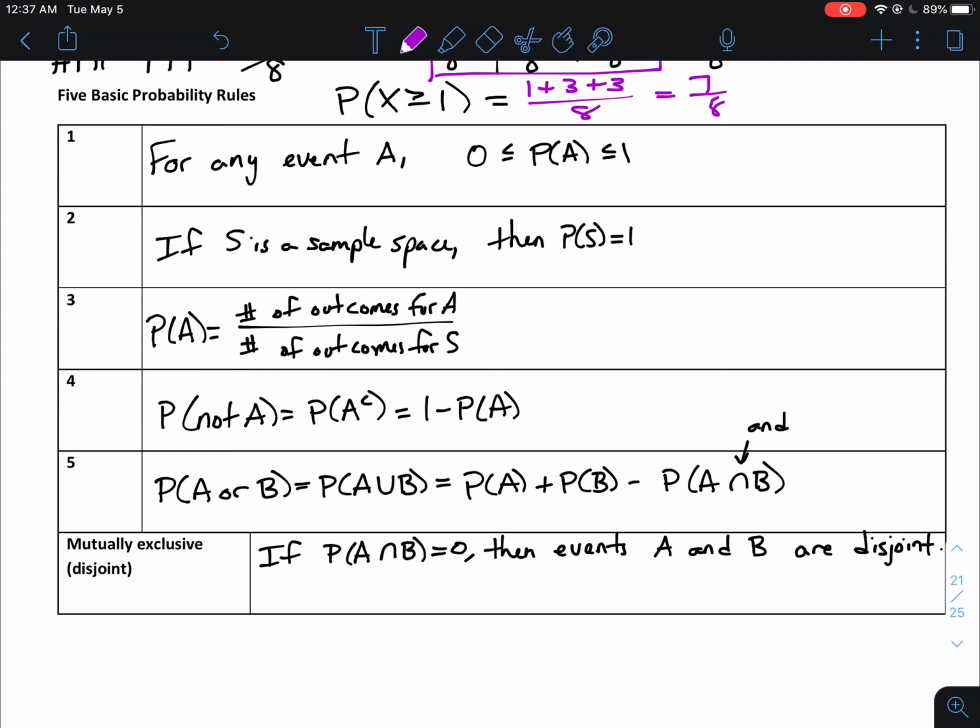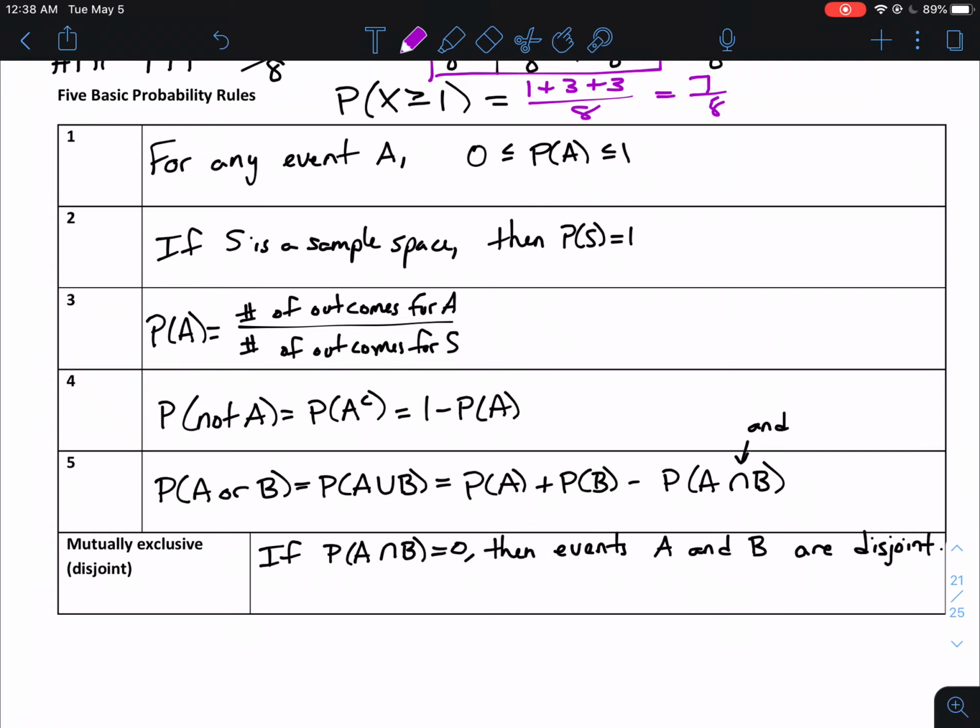Okay, rule number 2. If S is a sample space, then the probability of S equals 1. This means that if you want to find the probability that something in the entire sample space happens, then that's always going to be equal to 1. So if you're rolling a die, what is the probability that you roll a number between 1 and 6? Well, that's the sample space. You're always going to roll a number between 1 and 6, so the probability of that happening is 1.